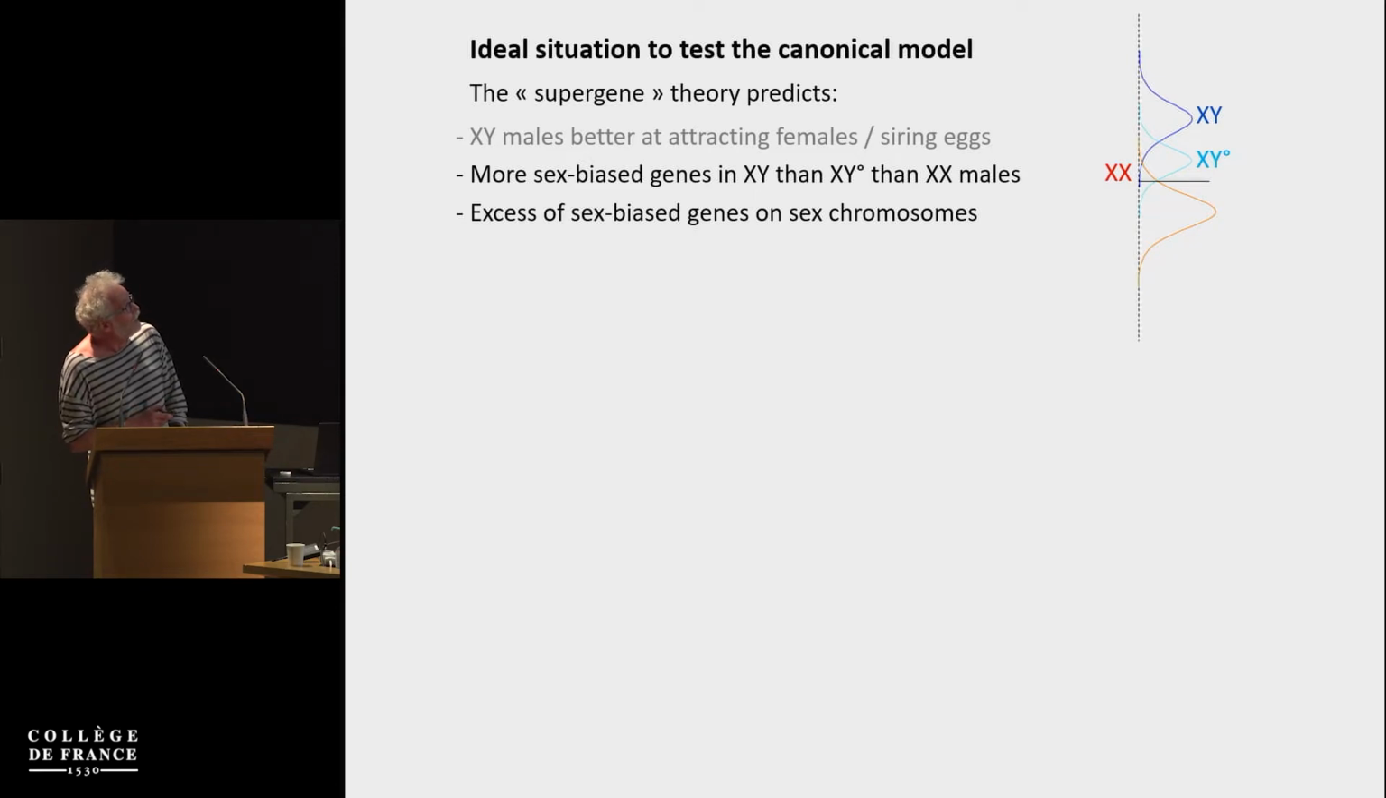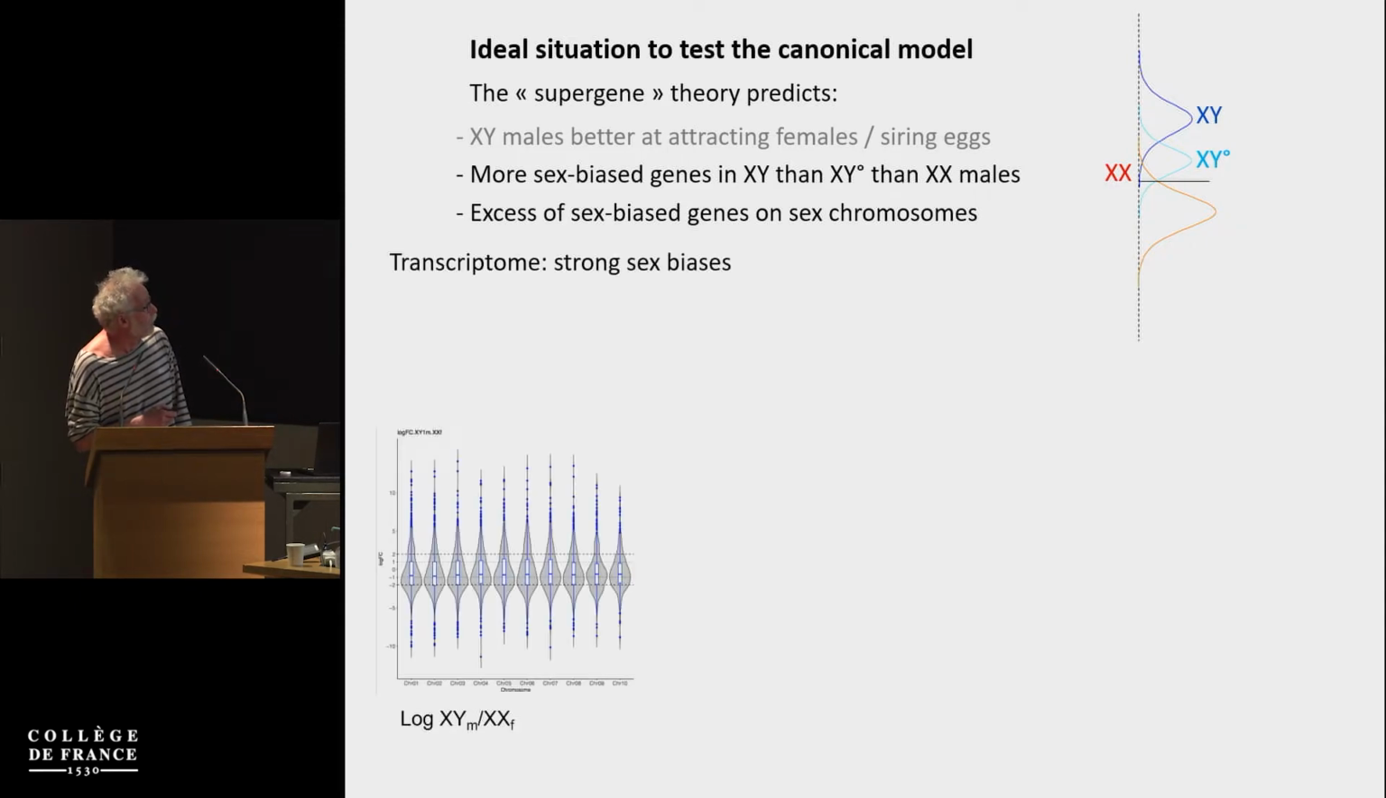Another prediction from the canonical model would be that you have more sex-biased genes in XY males than in XX males, and specifically on the sex chromosome. In principle, you should have the opportunity to fix male beneficial genes which are expressed as sex-biased genes on the sex chromosome. So we did a little bit of transcriptome. We found strong sex biases in gene expression, of course. This is a log of a ratio of expression in XY males versus XX females.